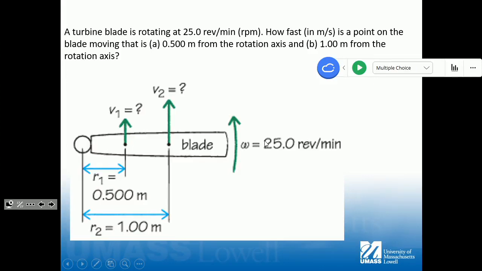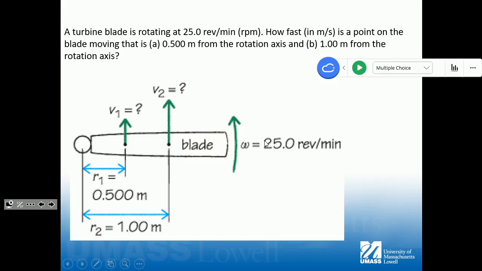Is revolutions per minute linear? No, right? It's a measure of how fast something is rotating. So revolutions per minute is a unit of omega. It is not the SI unit of omega. It is a unit of omega, which we will need to convert to the SI unit.